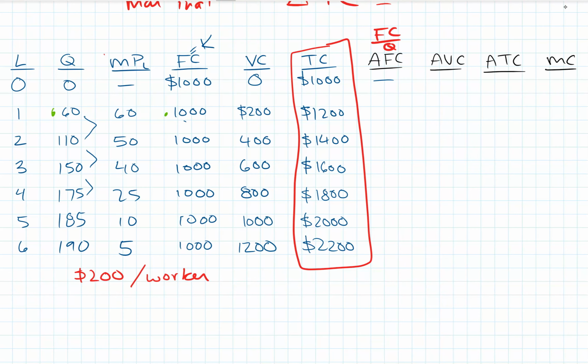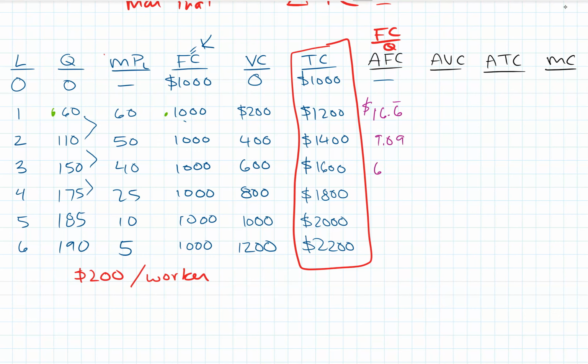Now, don't make the mistake a lot of students do here. They divide the 1,000 by 1 because there's one worker. But again, for cost, we're not concerned about the number of workers now. We're only concerned about how much cost we have compared to how much quantity we can produce. So this ends up being 16.6.